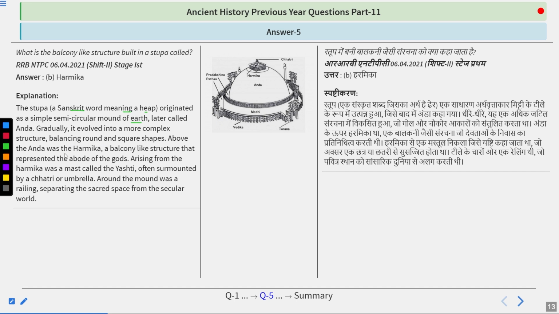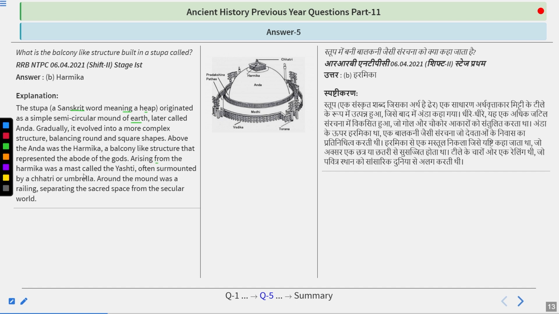Above the anda was the harmika. Here you can see at the top, the harmika, a balcony-like structure that represents the abode of the gods. Okay, so here you can see this is a structure at the top of this anda or this stupa, and particularly this is called a harmika. And harmika basically is a balcony-like structure that represents the abode of the gods.